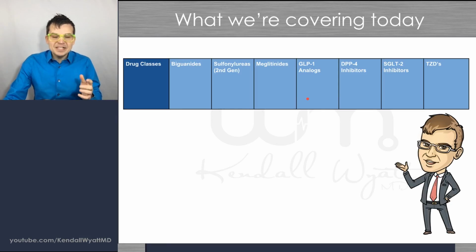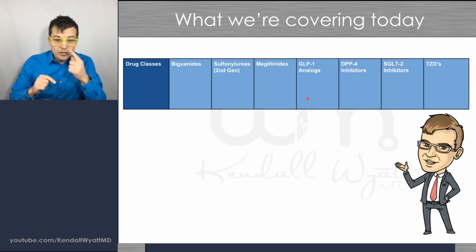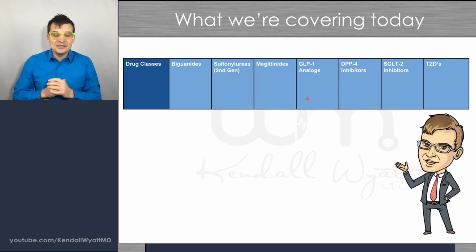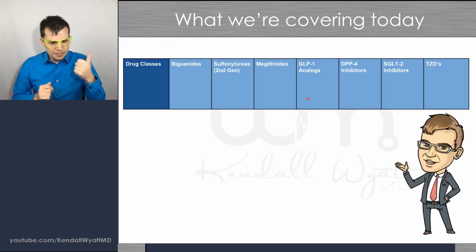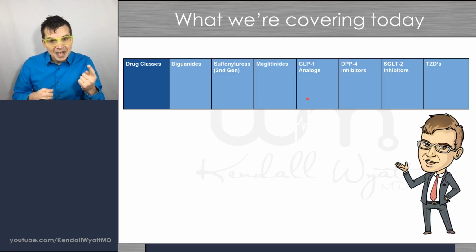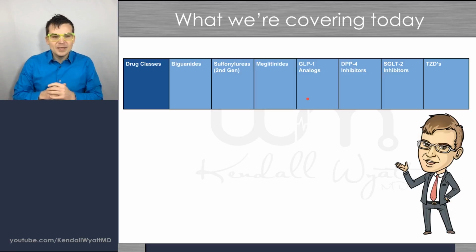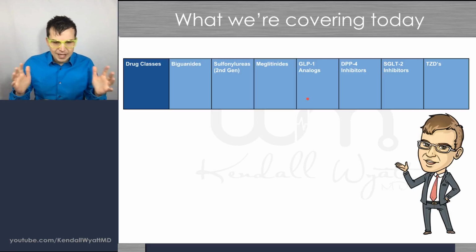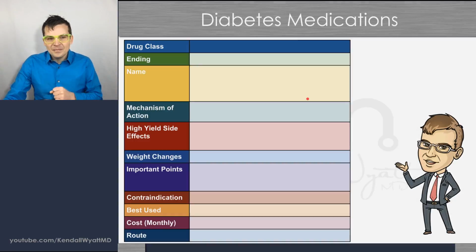Now, what are we covering today? Today, we're doing a rapid review of 7 different classes of diabetes medicines. We're going over the biguanides, sulfonylureas, the second generation ones, meglitinides, the GLP-1 analogs, the DPP-4 inhibitors, the SGLT2 inhibitors, and those thiazolidinediones, TZDs for short. I'm never going to re-record that and try to get it right. I'm not even going to try.